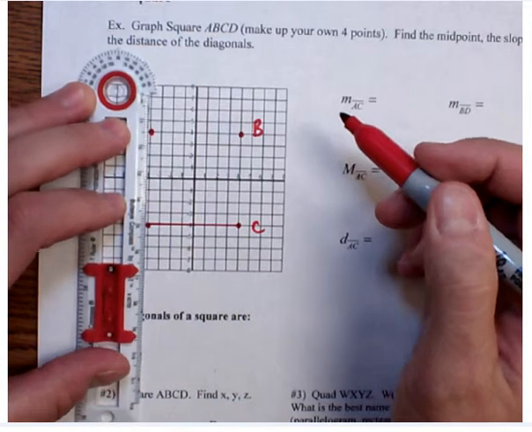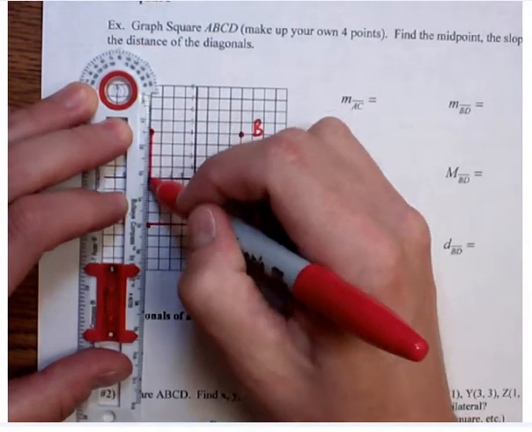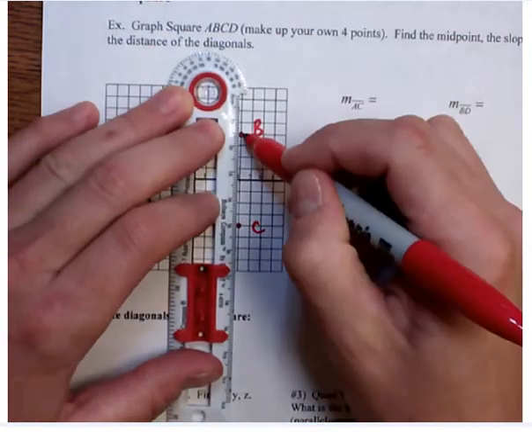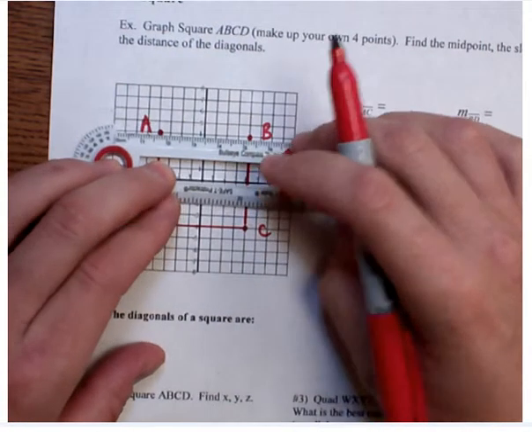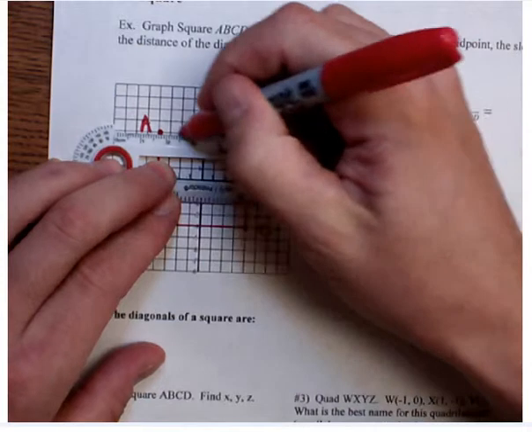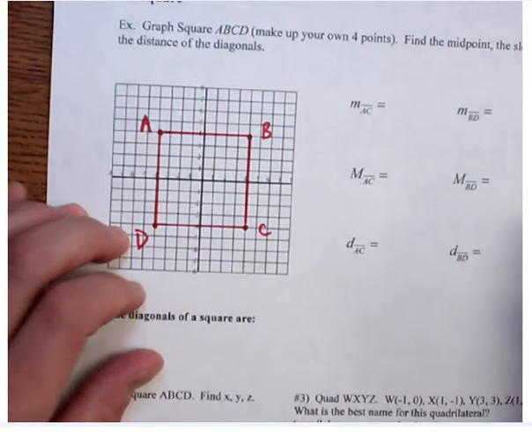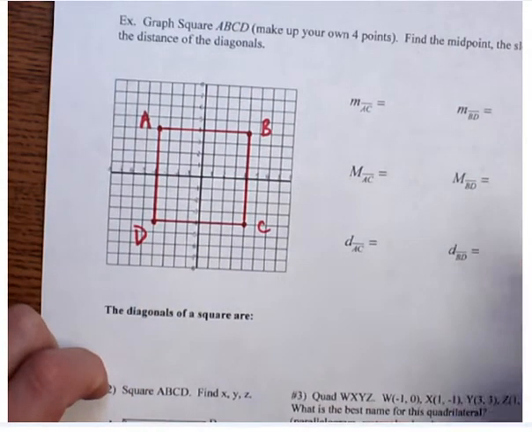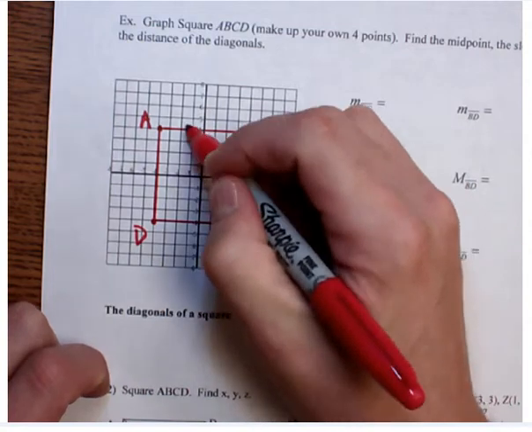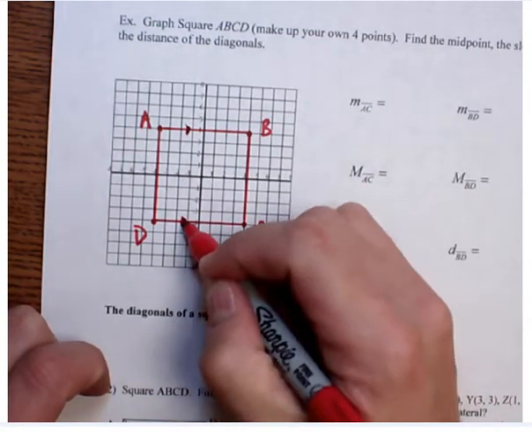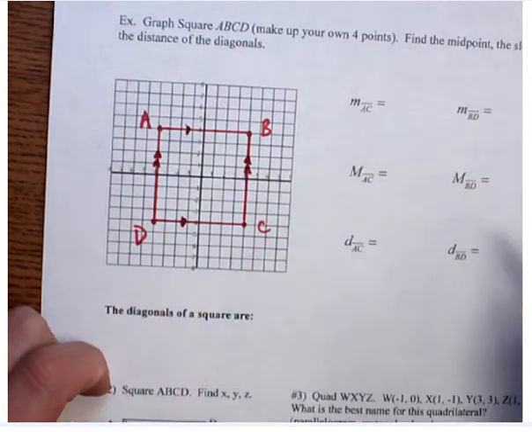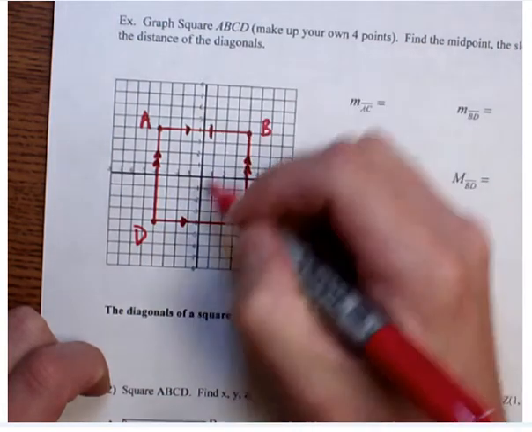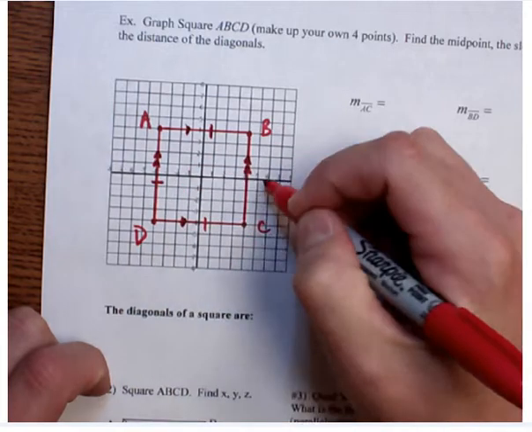Now again, you can choose any points that you want. These are the ones that I've got, and that's going to give us a square. Now again, a square is a parallelogram, so the opposite sides are parallel, both pairs. The opposite sides are congruent, but in this case, all the sides are congruent, just like a rhombus.